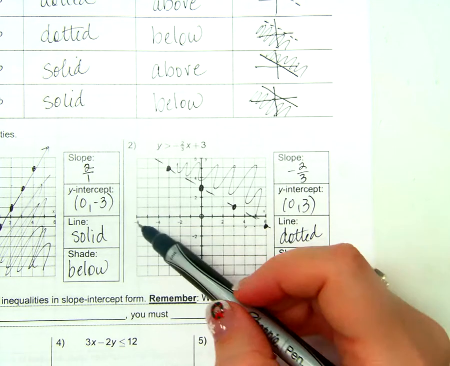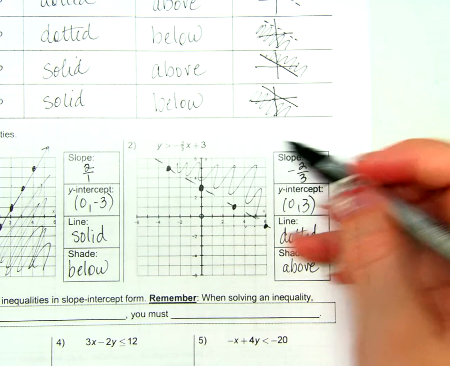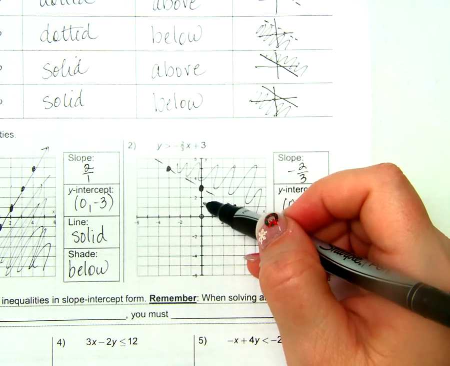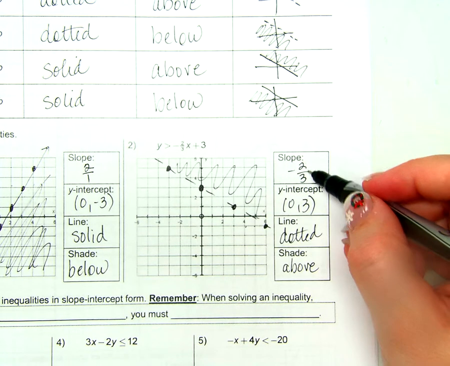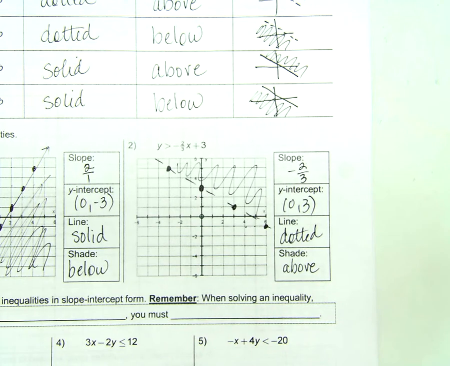Are you saying yours went this way? Okay. We have a negative 2/3 slope, which means I have to fall 2 and run 3. If I fall 2 and run backwards 3, that's a 2/3 slope. That's a positive slope, and that's not what I need. So be careful of that, please.